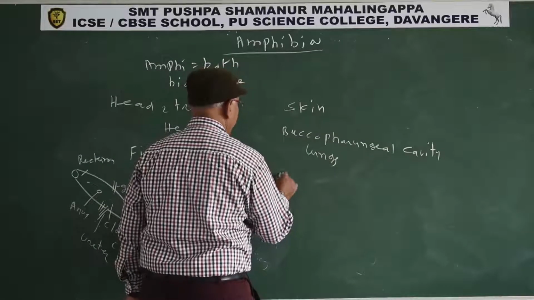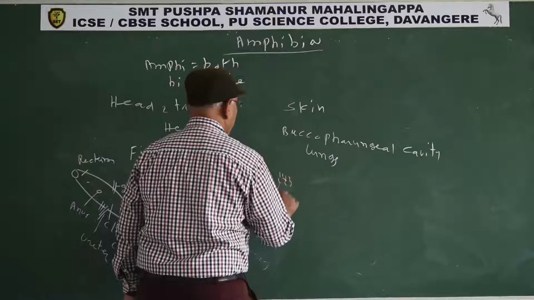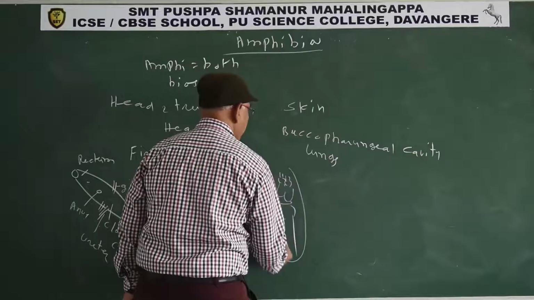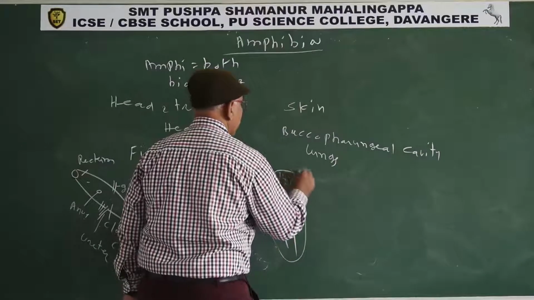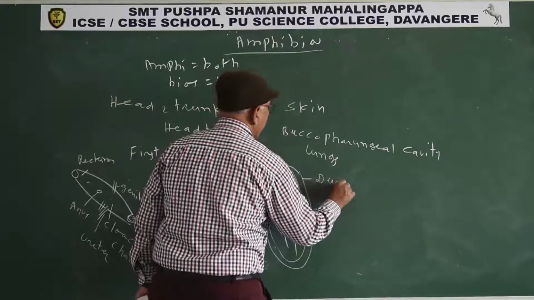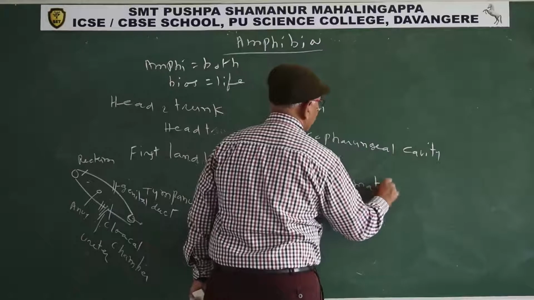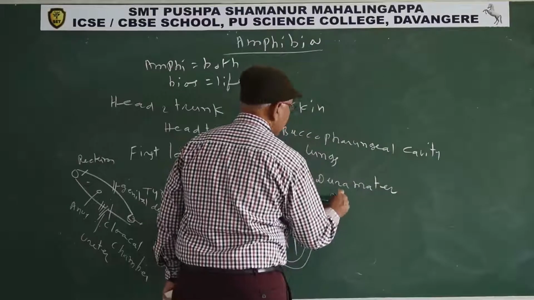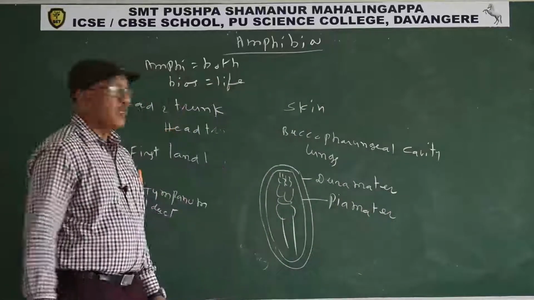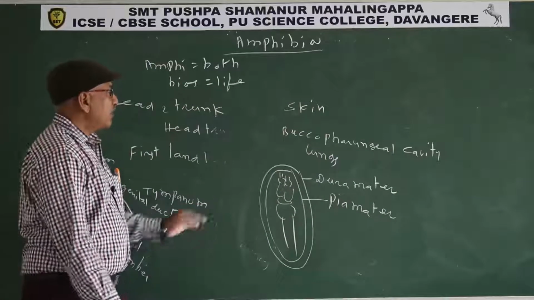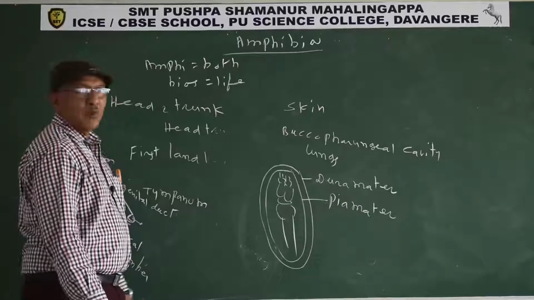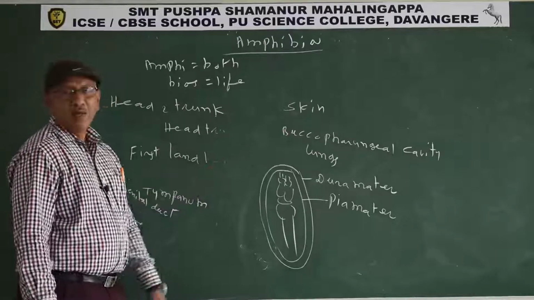Central nervous system is protected by two meninges. Outer meninges, dura mater. Inner meninges, pia mater. Dura mater and pia mater first seen in amphibia. Central nervous system of amphibia, reptiles, aves is protected by two meninges, dura mater and pia mater.